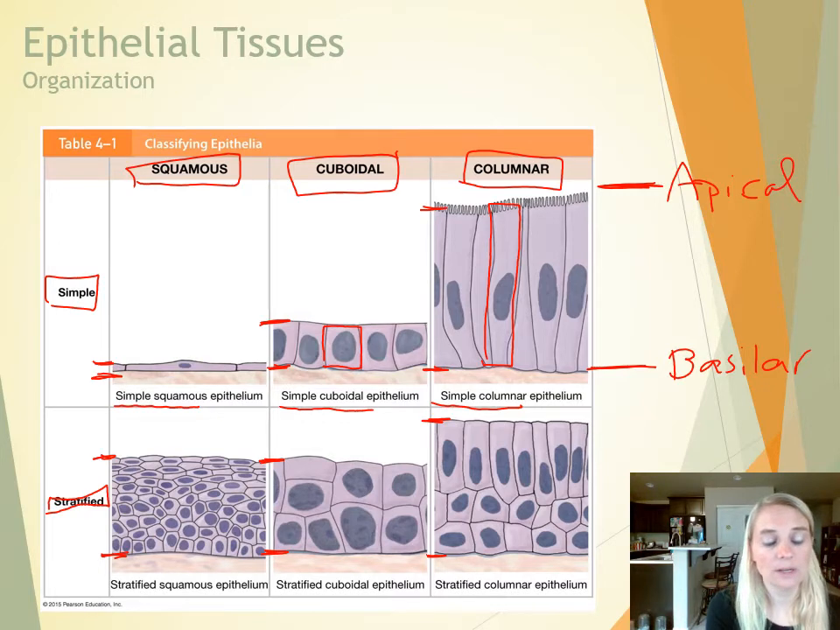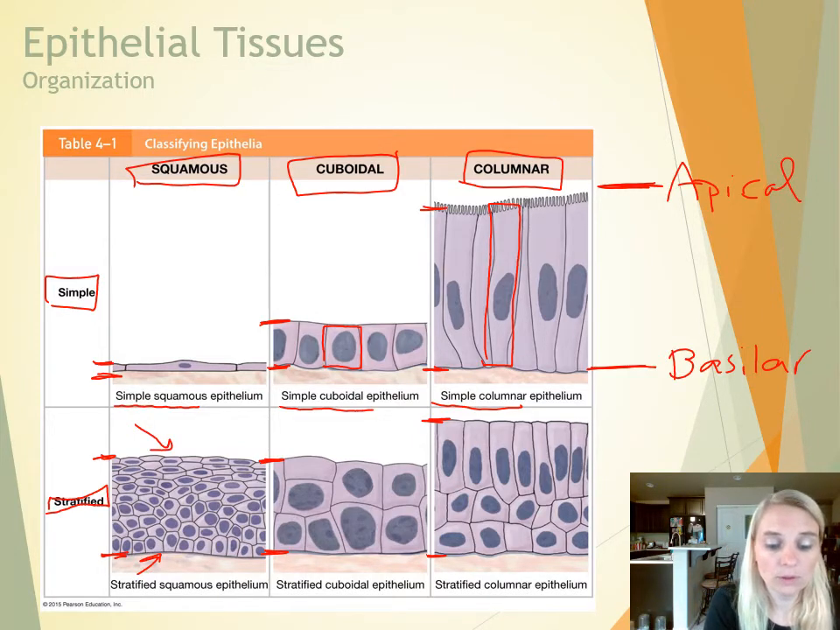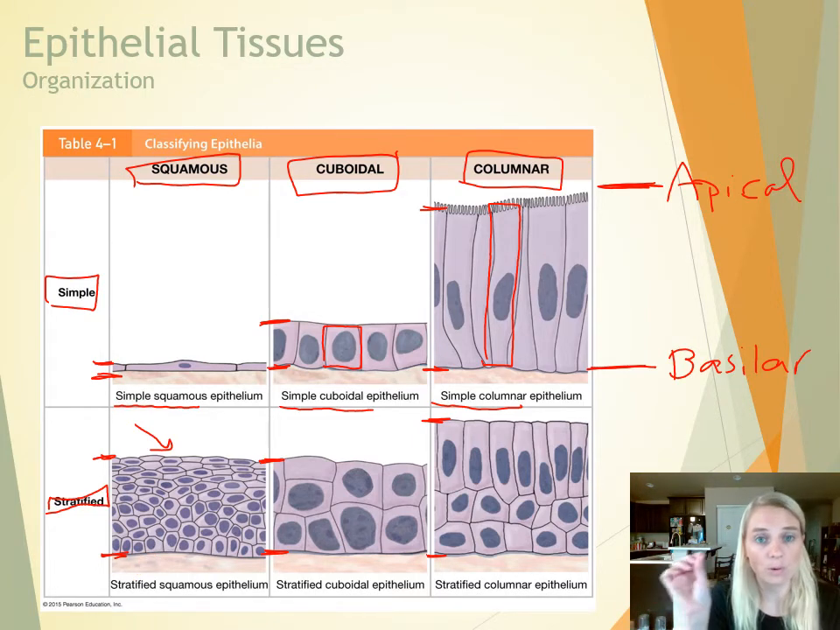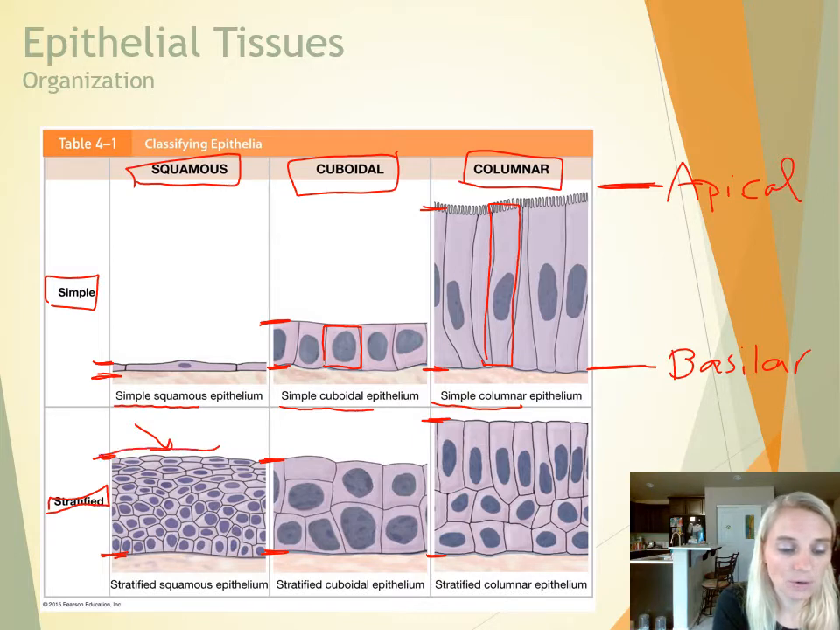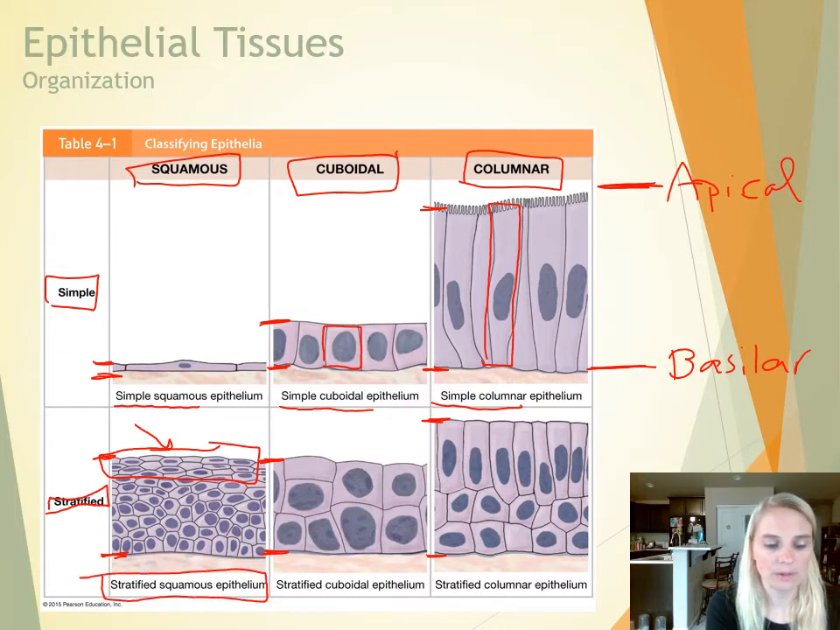So here we look at the shape of the cell at the topmost layer, because that could be a little bit confusing because you're like, Corey, that looks cuboidal and that looks squamous. How am I supposed to know? Is it stratified cuboidal or is it stratified squamous? Well, the clue is you look at the uppermost layer, and we'll see this in some examples here in a second. So if we look at the apical layers, those are flattened cells. So this is going to be a stratified squamous epithelium.